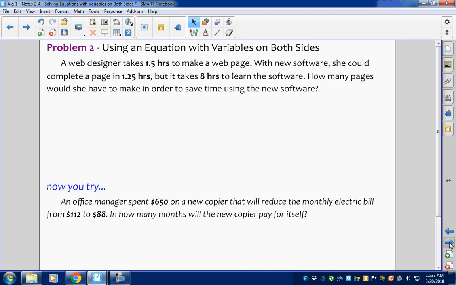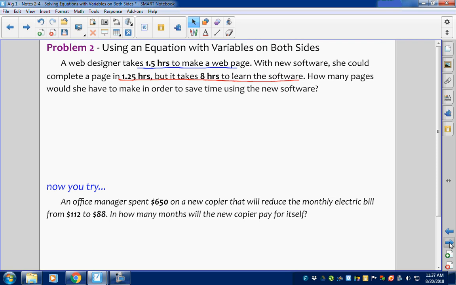All right, using an equation with variables on both sides. So this one is forcing us to write an equation. What we'll have is one expression with an x in it on the left and one expression with an x on the right. The first expression is going to come from this first sentence here. It takes 1.5 hours to make a web page. The question is how many, well, let's read the rest. With new software, she could complete a page in 1.25 hours, but it takes 8 hours to learn the software. So she's got to go spend 8 hours to learn the software, but then it's going to speed up the process by 15 minutes or a quarter of an hour.